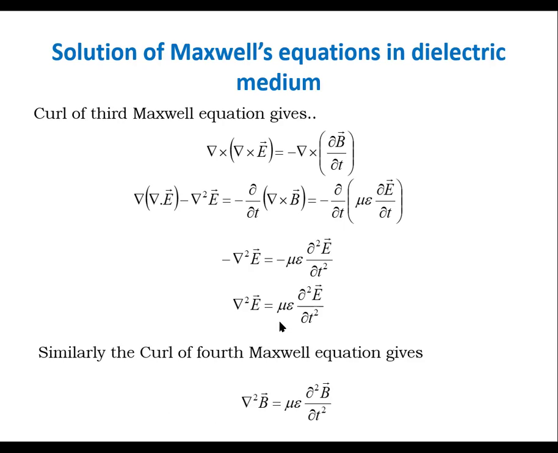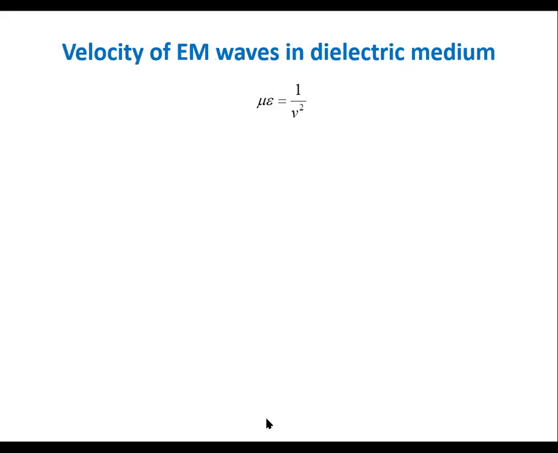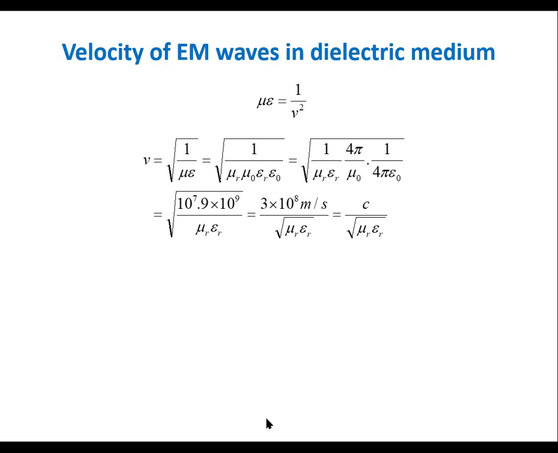We will get wave equations for electric field and for magnetic field induction. We will have the velocity of electromagnetic wave in a dielectric medium, and this velocity will be the velocity of electromagnetic wave in free space divided by the under root of the multiplication of relative coefficients. So this is the only difference between a dielectric medium and free space in electromagnetism.